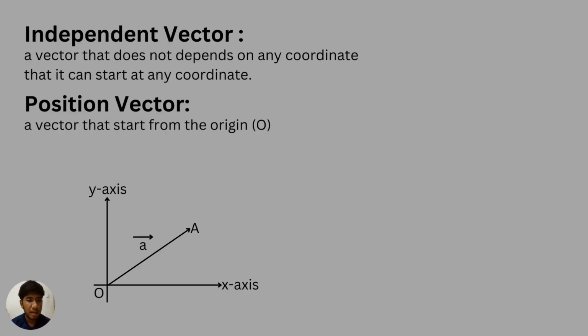Independent vectors. A vector that does not depend on any coordinate, that it can start at any coordinate. Position vector. A vector that starts from the origin.